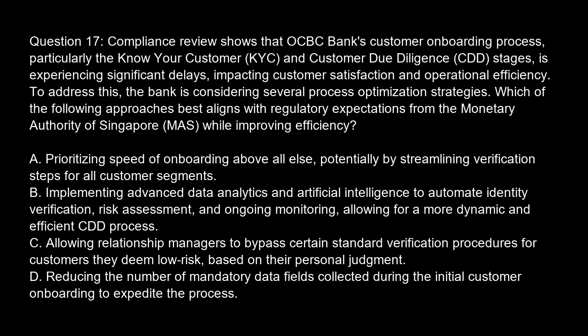Option A. Prioritizing speed of onboarding above all else, potentially by streamlining verification steps for all customer segments. Option B. Implementing advanced data analytics and artificial intelligence to automate identity verification, risk assessment, and ongoing monitoring, allowing for a more dynamic and efficient CDD process. Option C. Allowing relationship managers to bypass certain standard verification procedures for customers they deem low risk based on their personal judgment. Option D. Reducing the number of mandatory data fields collected during the initial customer onboarding to expedite the process.